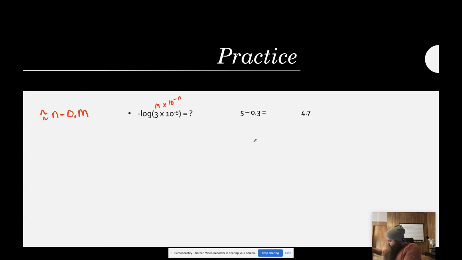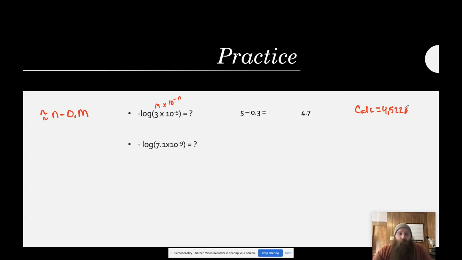Now, if we grab a calculator and plug this in, negative log of 3 times 10 to the negative fifth gives us 4.5228. Is that close enough that we should be able to get the right answer? Well, I would say yes. The AP test is not going to give you 4.5, 4.6, 4.7. That's not what they're there to do. So this is close enough.